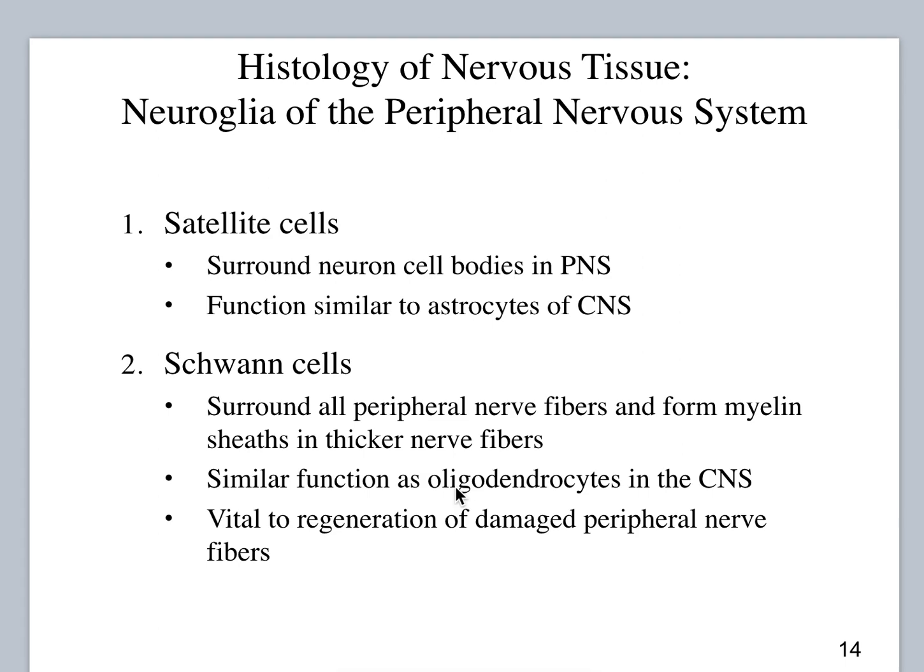Now, looking at the peripheral nervous system, there's two glial cells, satellite cells and Schwann cells. The satellite cells are basically the same thing for the peripheral nervous system as astrocytes are for the central nervous system. They have very similar function. And the Schwann cells are very similar to the oligodendrocytes. So the Schwann cells in the peripheral nervous system are similar to oligodendrocytes in the central nervous system.